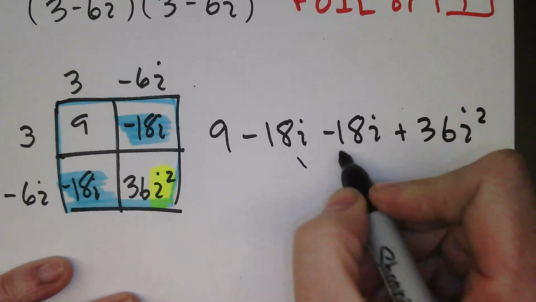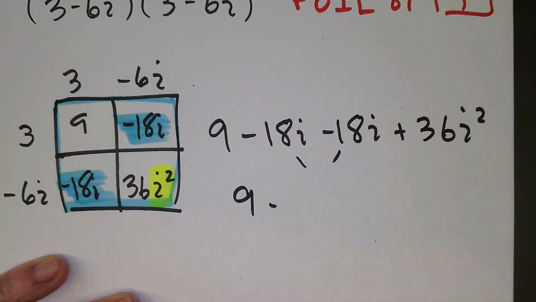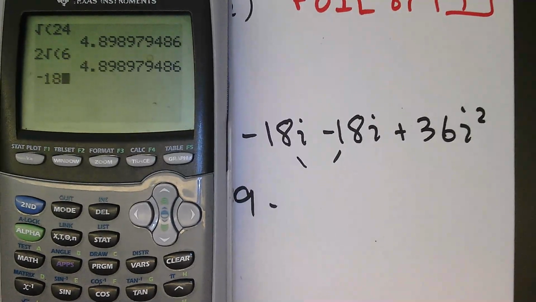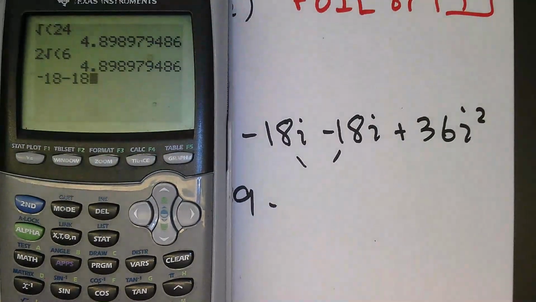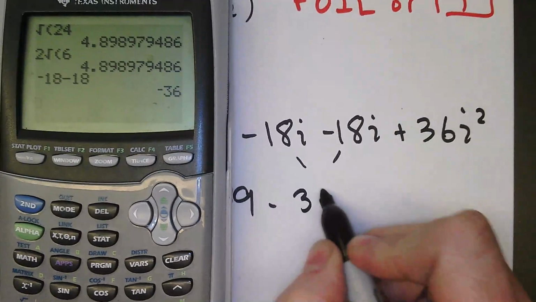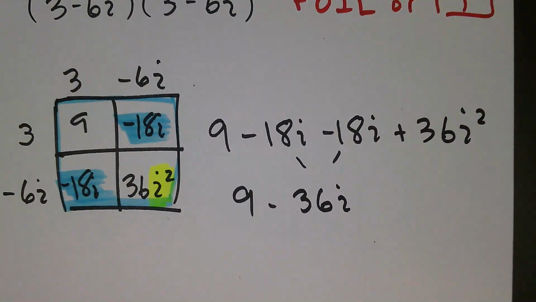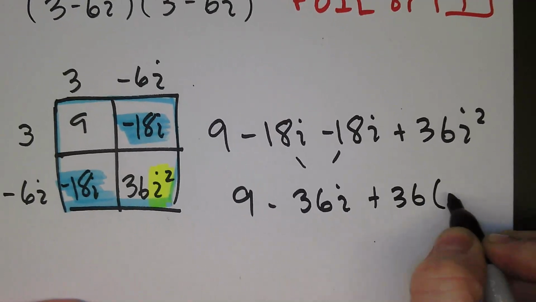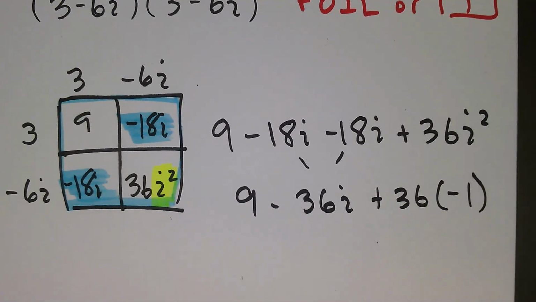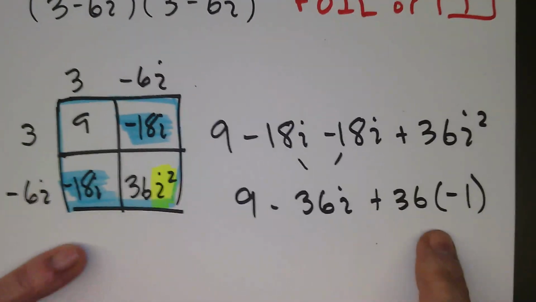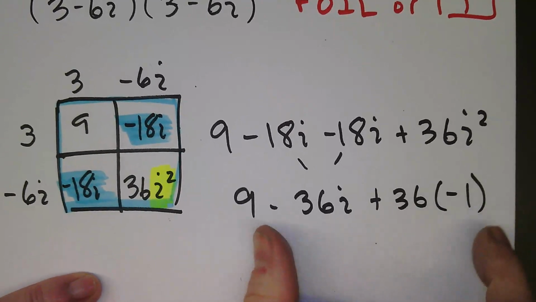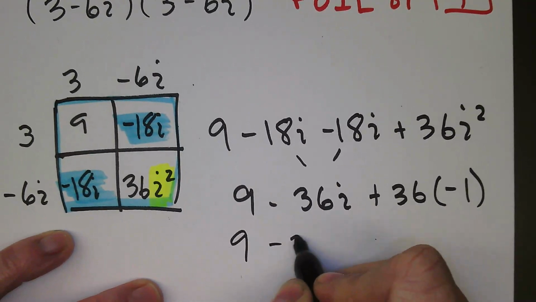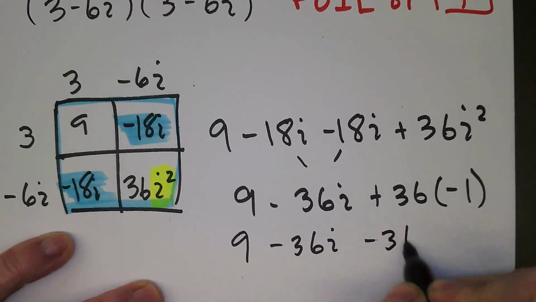So let me get my like terms together. That's this. This is going to be 9 minus 18 and 18. I believe -36, but you can always do this. -18 minus 18, -36. Okay. And now we have plus 36 times i squared. So this is really plus 36, but it's times a -1. So this actually is not an i term. This becomes one of the real components. It's a real number. It's going to get combined with 9. 9 minus 36i minus 36.